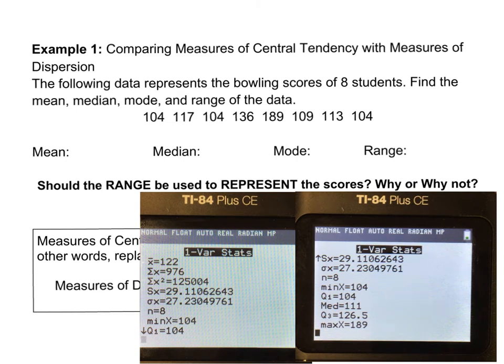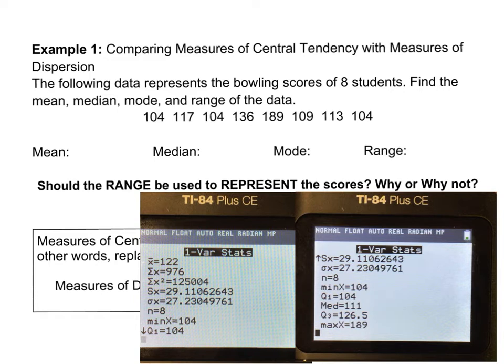Comparing measures of central tendency with measures of dispersion. The following data represents the bowling scores of 8 students. Find the mean, median, mode, and range of the data. So a lot of problems are going to ask for all 3 of these. So this is where we need to take a minute to plug these into our list, and then we want to be using that one variable stats. So as you plug them into your list, confirm that we can get the answers below.